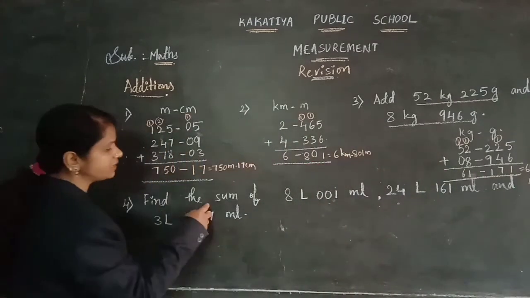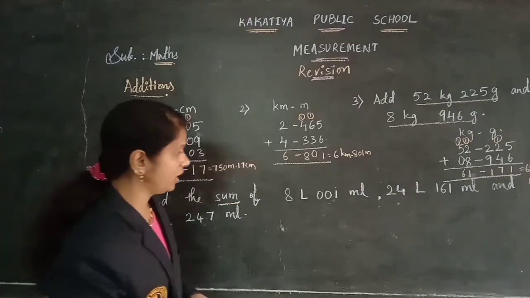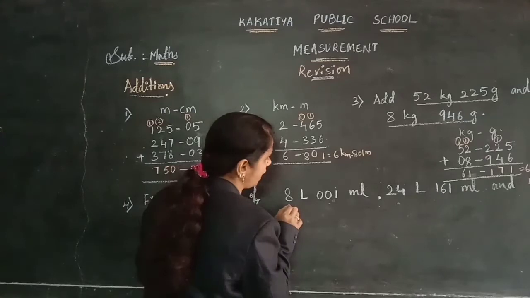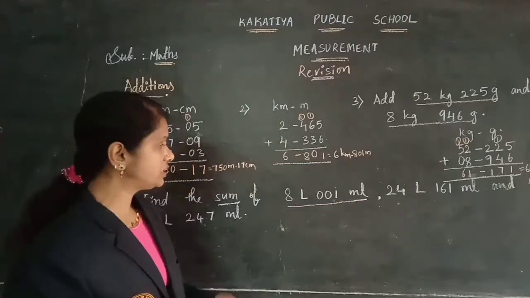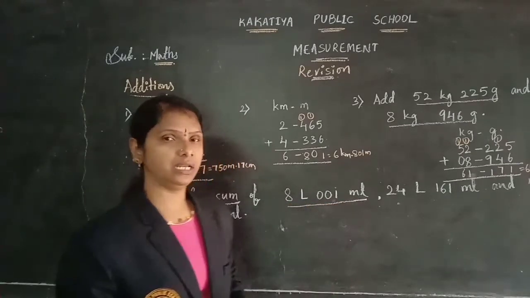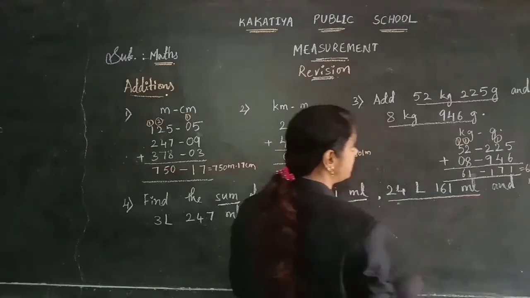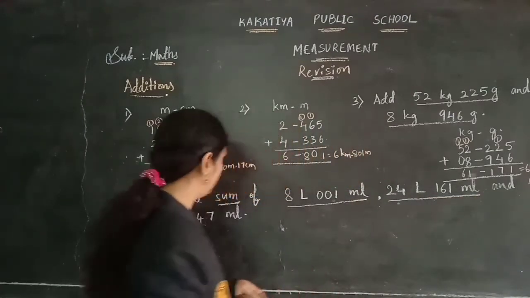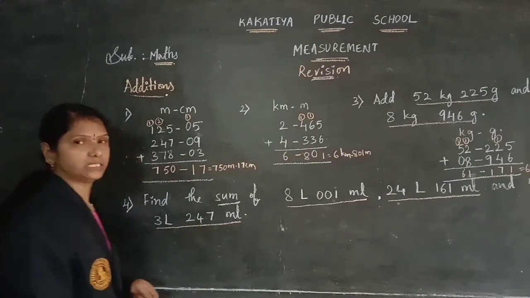Now find the sum. Sum means what we need to do here? You need to do additions here. Okay. And what do we need to add here? 8 liters 001 milliliters, the first number, and 24 liters 161 milliliters, and the third one is 3 liters 247 milliliters.